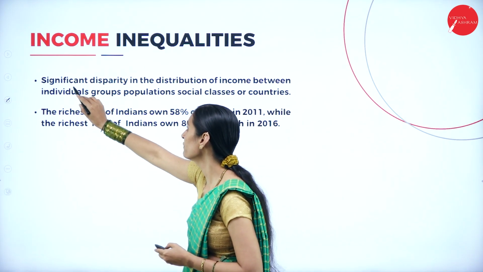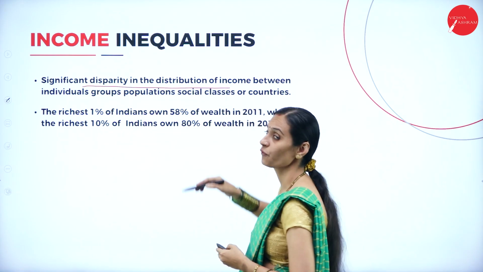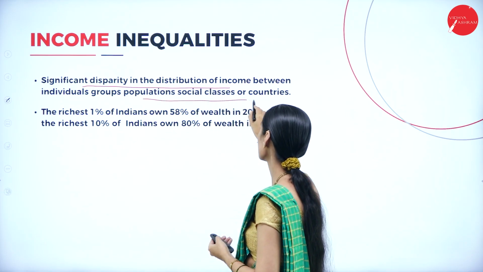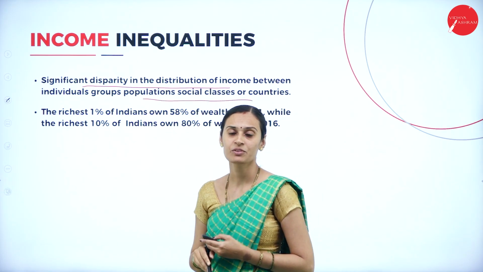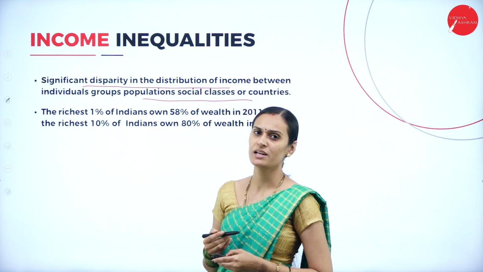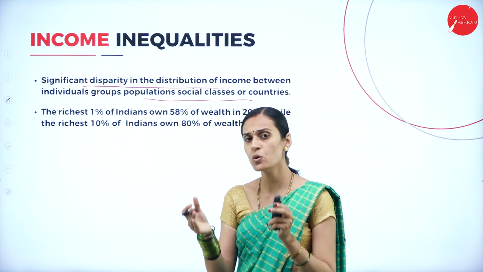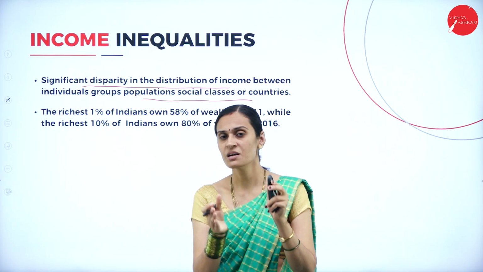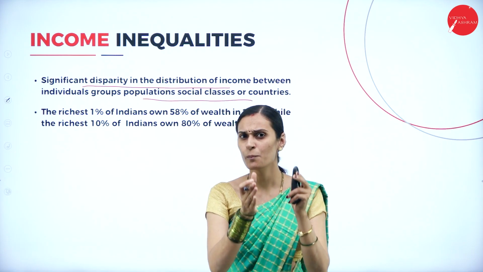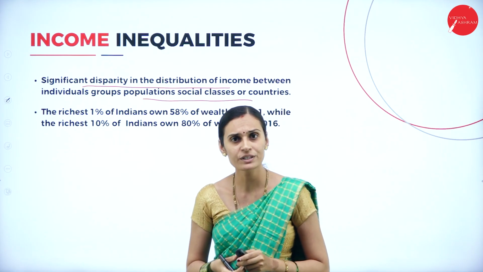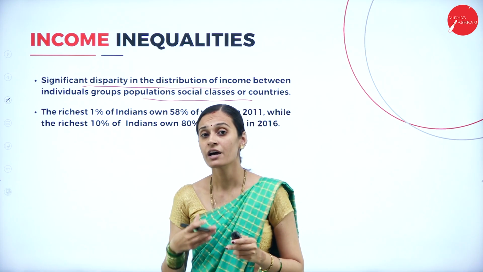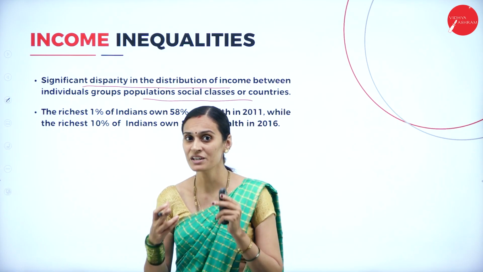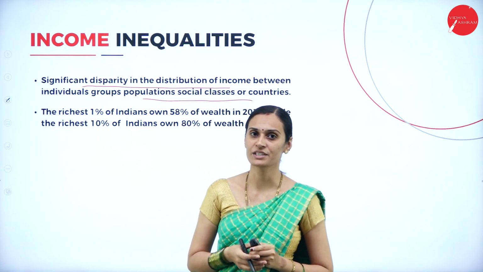It is a significant disparity in the distribution of income among individuals, groups, populations, social classes, or different countries. This is considered as income inequalities. We may have some portion of the total population belonging to the poor, and also some portion of the total population belonging to the rich. How is it possible? Yes, of course, the rich will become rich and the poor will become poor. That is the main reason for income inequalities.